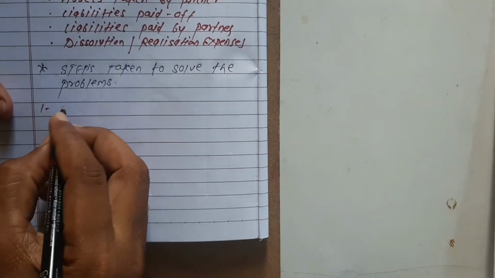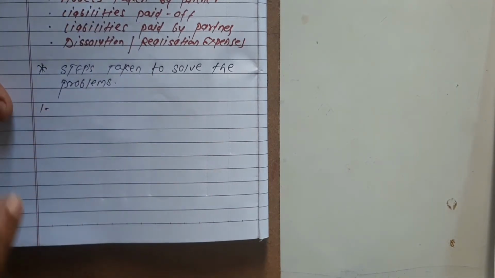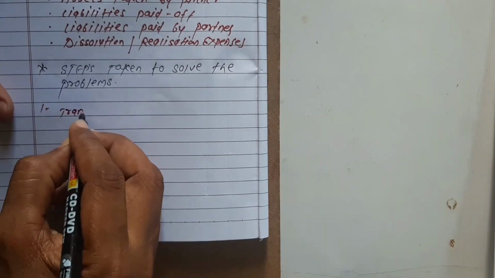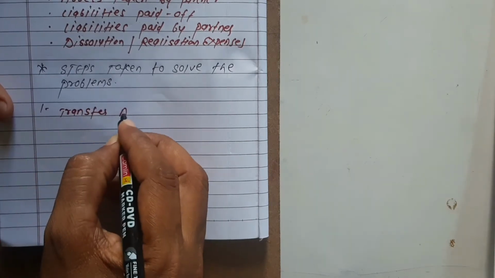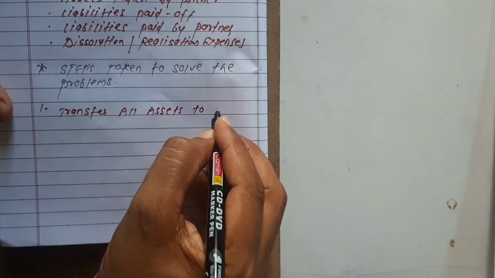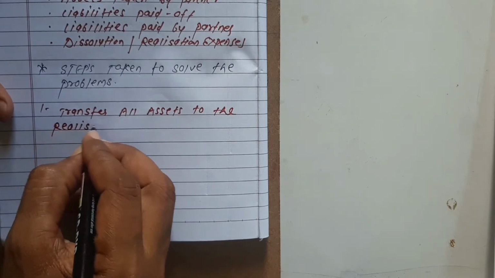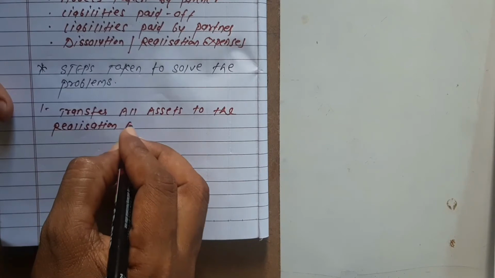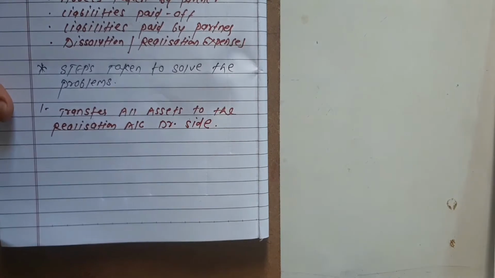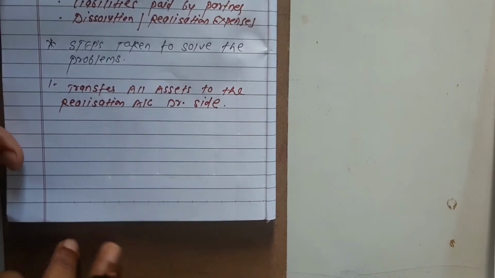See, first of all, we have to read the old balance sheet properly, including some adjustments. And then after that, number 1, transfer all assets to the realization account debit side. Means all assets transferred to the realization account debit side. Okay, but remember one thing, there is one exception.